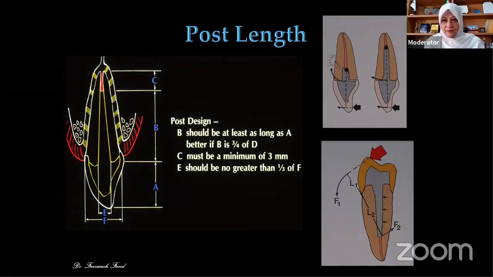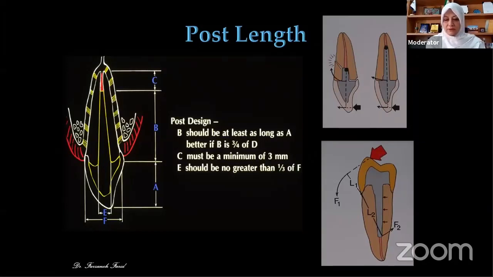The other measurement could be 2/3 of the length of the canal, 3/4 of the length of the canal, or the post should be as long as the crown that we put on the tooth.